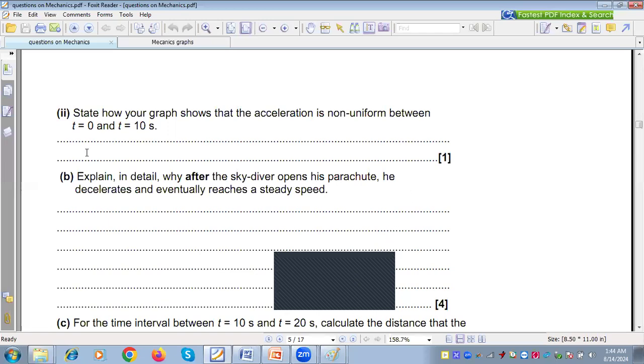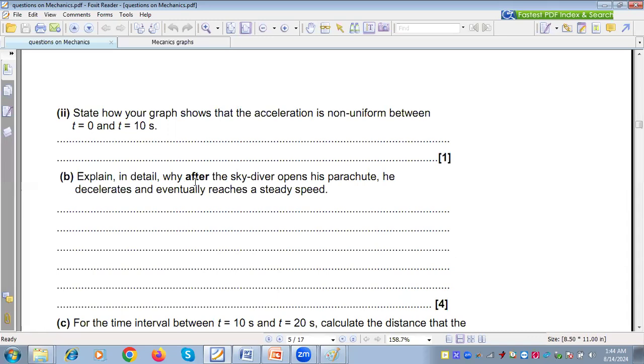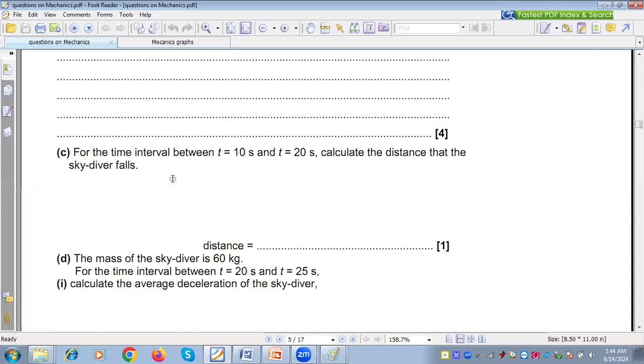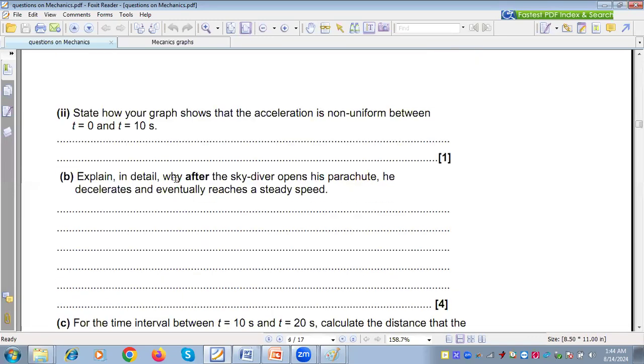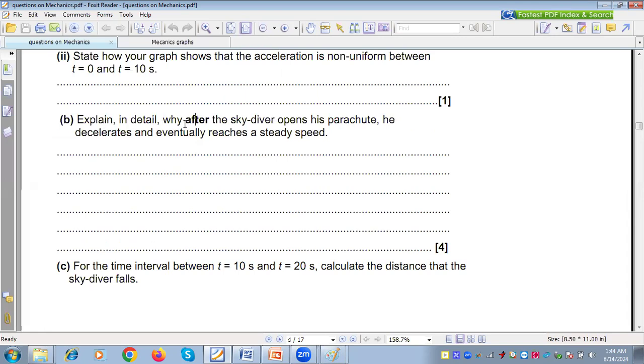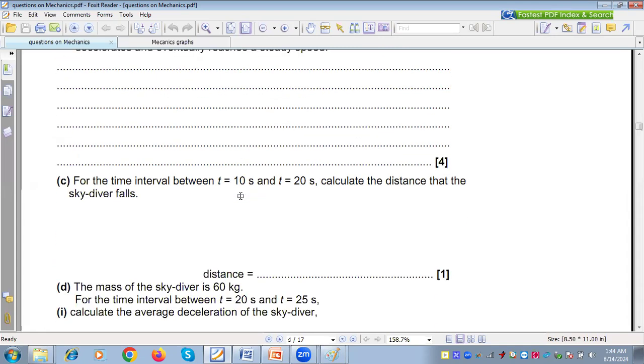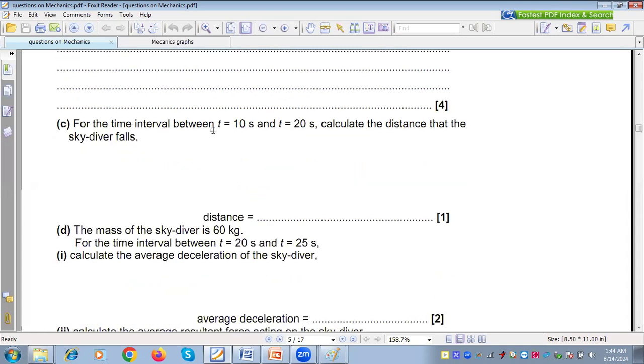Let us have a look at this. Explain in detail why after the skydiver opens his parachute, he decelerates and eventually reaches a steady speed. So this I just wrote the answer. For the time interval between t equals 10 seconds and t equals 20 seconds, calculate the distance that the skydiver travels.